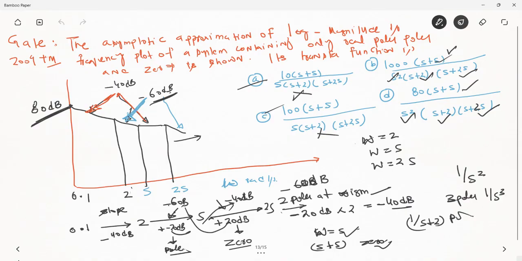Yeah, k is equal to 100. K value will come as 100. Correct? 100.